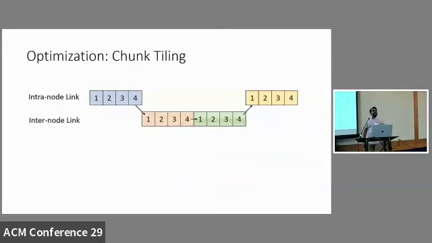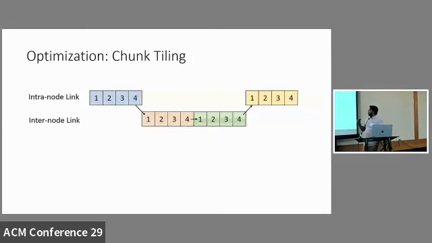Another optimization is what we call chunk tiling. If you're seeing the pattern, many of the optimizations that you do for compute kernels have a corresponding thing for communication kernels too. That was one of the things we realized when writing the paper: much of the work that is done in compute kernels, we can translate for communication kernels.